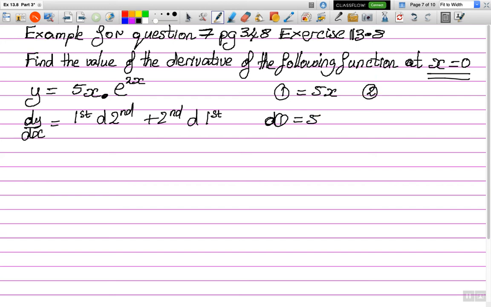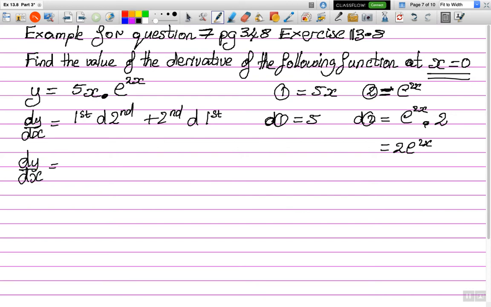Now the first function is equal to 5x, and the differential of the first function will be equal to 5. Number 2, the second function is equal to e to the 2x, and what we discovered earlier on, that's when we differentiate an e function, it does not change, and then we multiply by the differential of the power, which is 2, which we then might write as 2e to 2x. Now we can apply this formula.